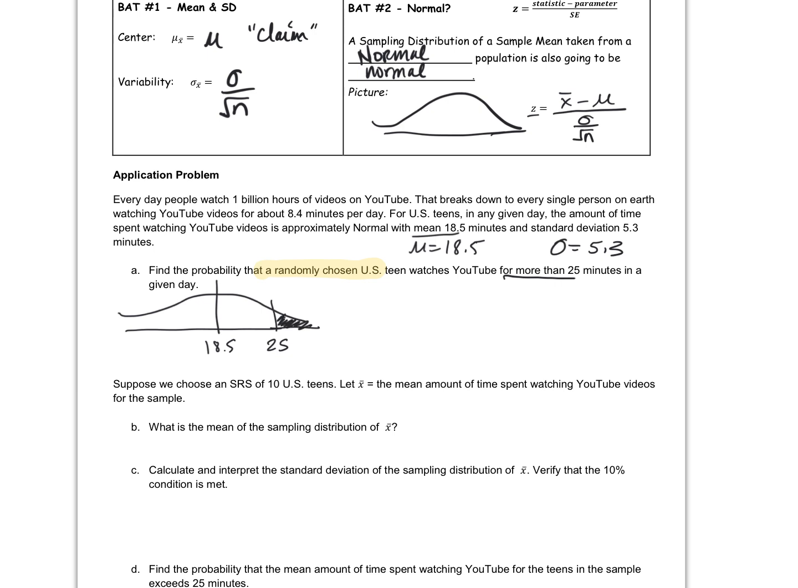All right. So now what do we do? How do we find that probability? Norm CDF. Lower boundary of 25. Upper boundary of big number. What's the mean going to be? 18.5, and sigma will be 5.3. Okay, so let's crank this out, see what we get in our calculators.